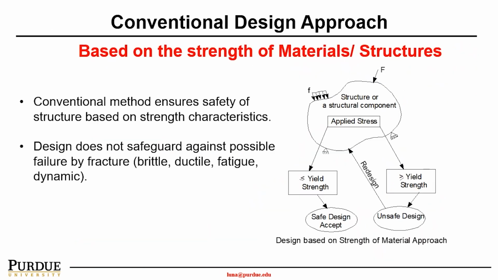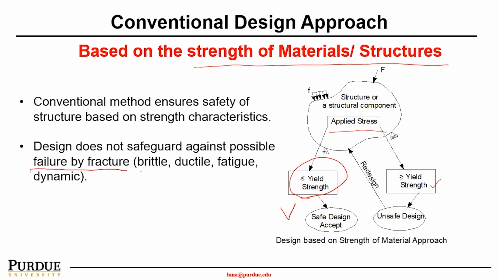So the conventional design approach is based on the strength of the material or structure. So when I look at a structure of the material, and when I have applied stress, as long as the applied stress is smaller than yield stress, then this is a safe design. If applied stress is bigger than the yield stress of the material, then this is unsafe. We need to go back to redesign. So this is the approach. However, this design does not safeguard against possible failure by fracture.